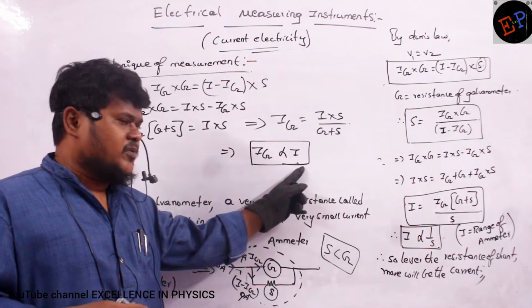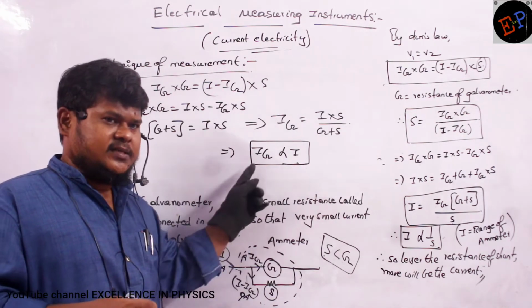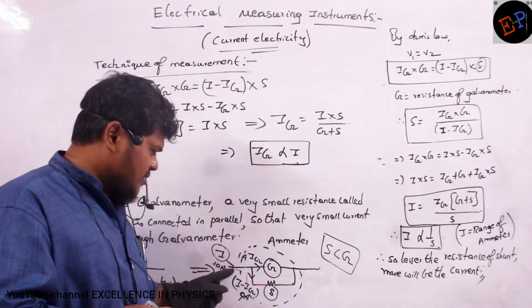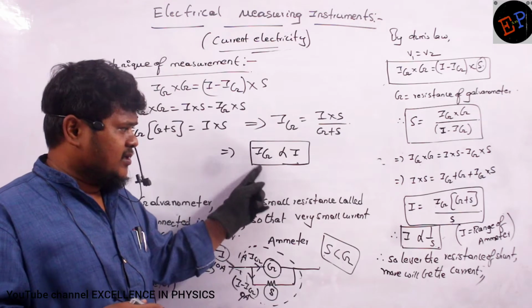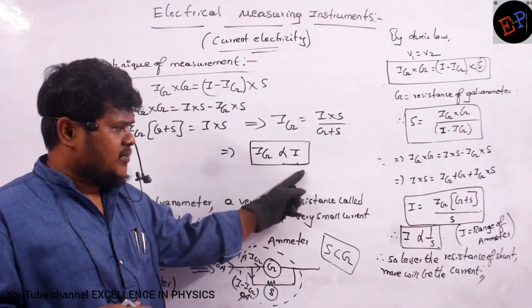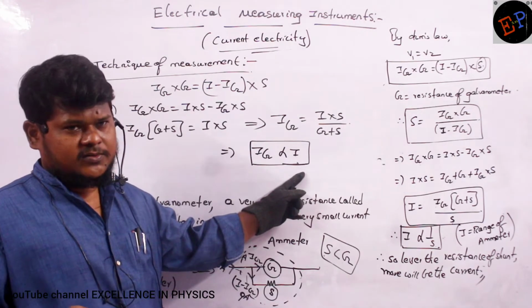I is the maximum amount of current. Ig is the amount of current which enters into the galvanometer. Are you able to understand? So the amount of current entering into the galvanometer is directly proportional to I.